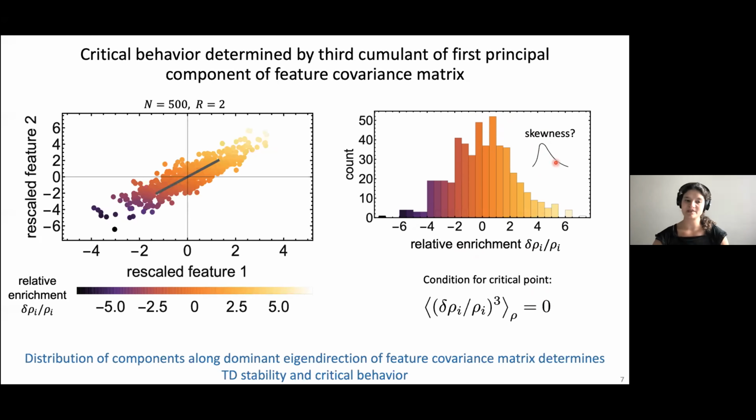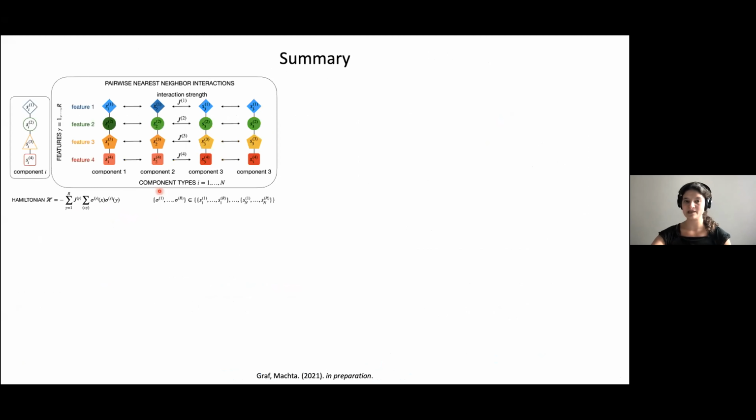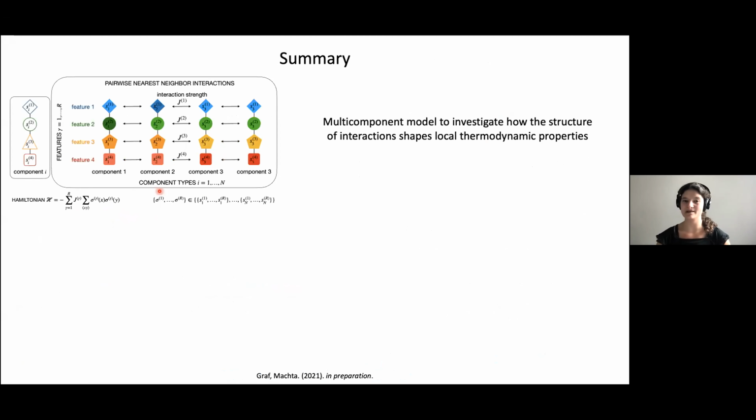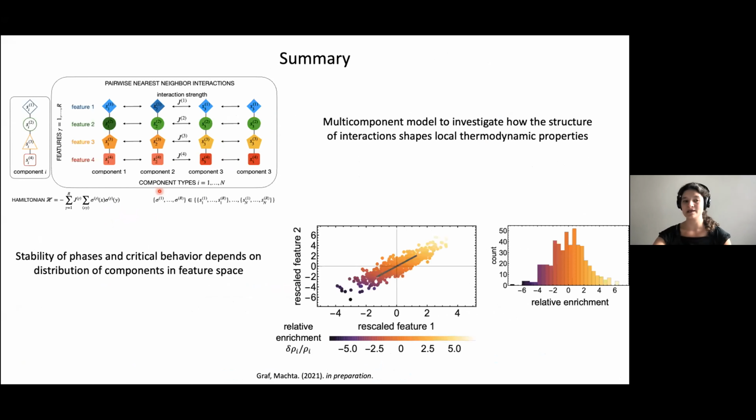And overall, I would say what is nice is that our results suggest that what matters is the distribution of components along the dominant eigen direction of the feature covariance matrix, and that this is really what determines thermodynamic stability and critical behavior. And with that, I would like to sum up. I hope I could show you why we chose this multi-component model to investigate how the structure of interactions shapes local thermodynamic properties. And what we find is that stability of phases and critical behavior depends just on the distribution of features or components in this feature space.